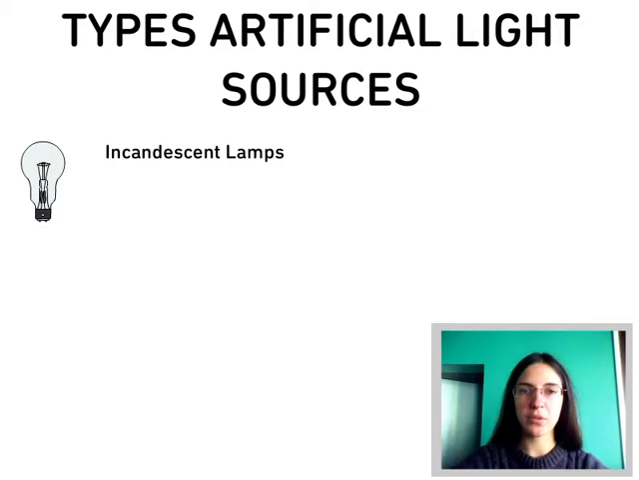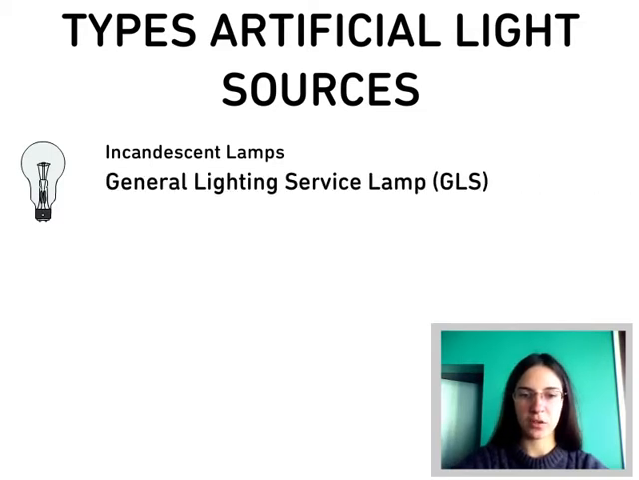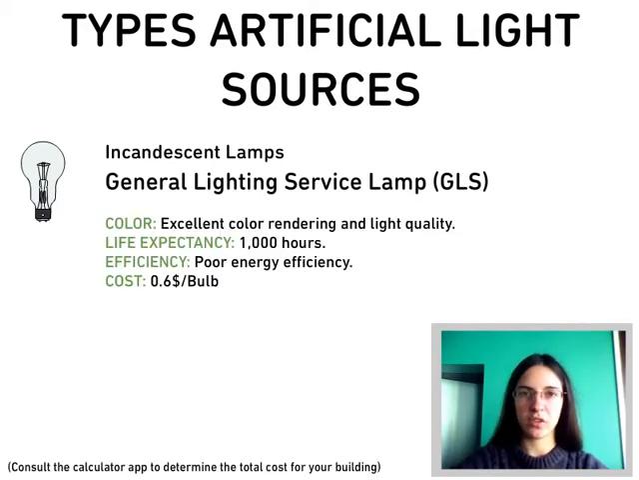There are two types of incandescent lights. The first type is called General Lighting Service Lamp, or GLS. On your screen, you should be able to see the specifications. I recommend you take notes. Standard light bulbs are popular in private dwellings. They have excellent color quality. They last an average of 1,000 hours and are dimmable.